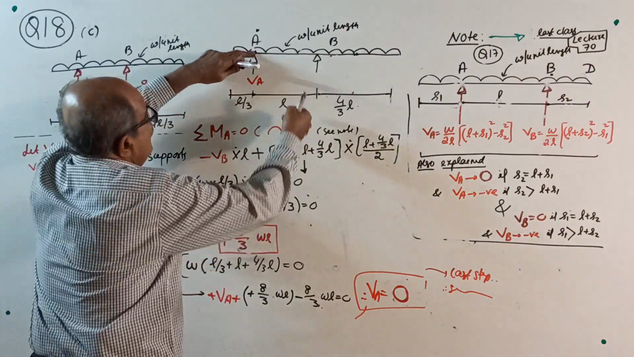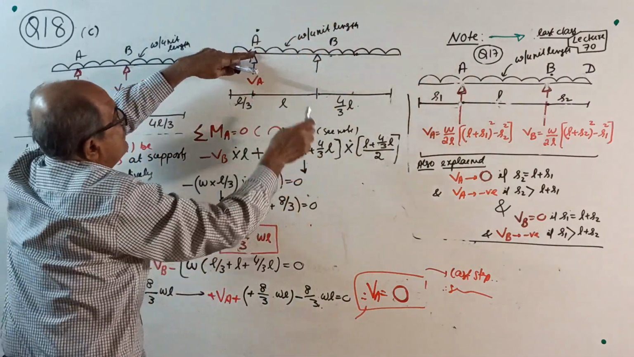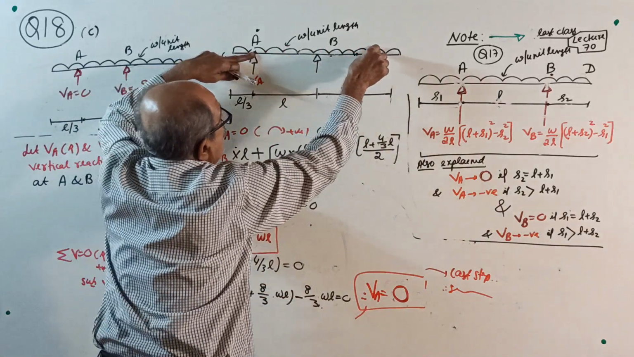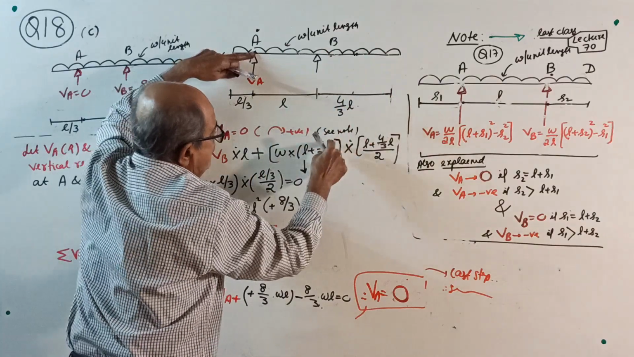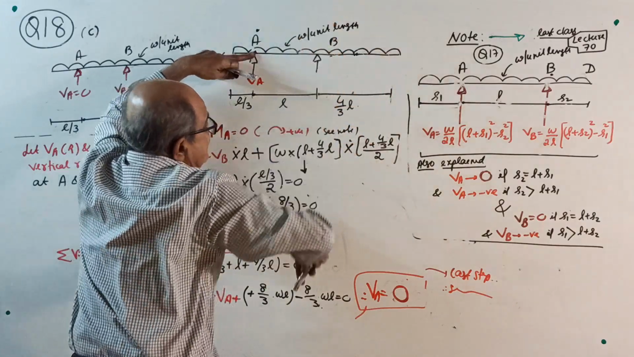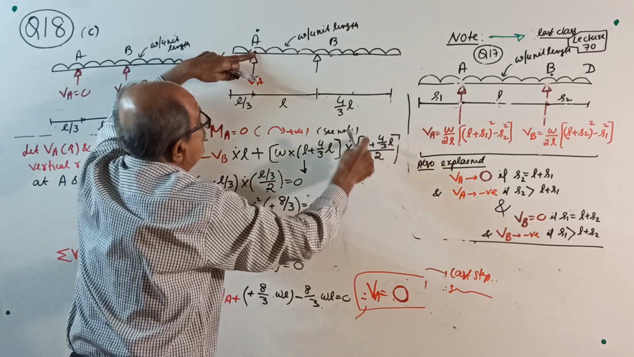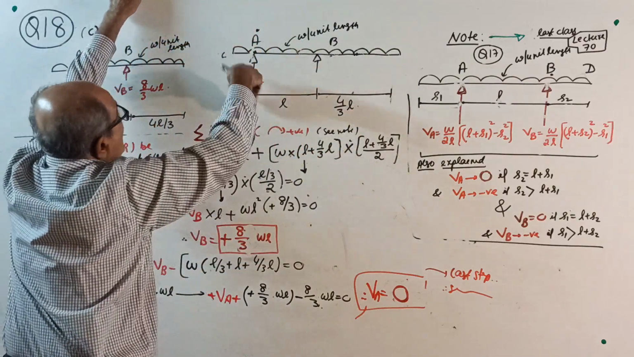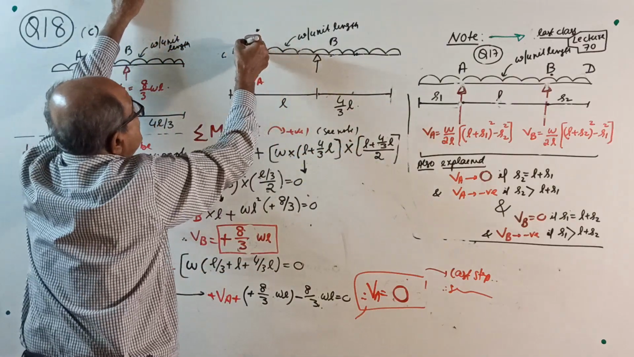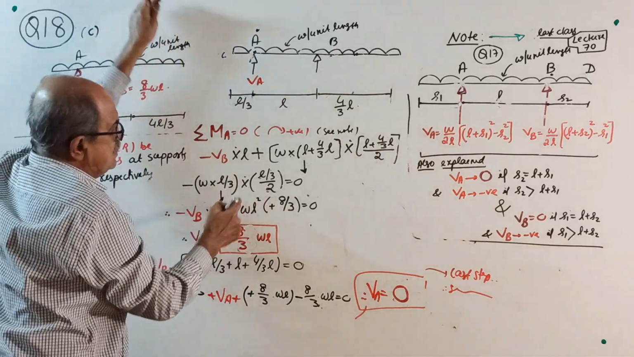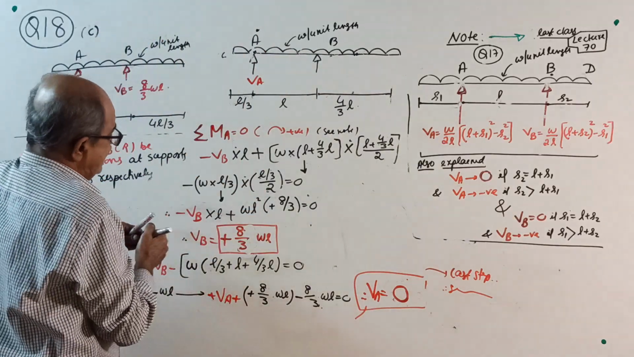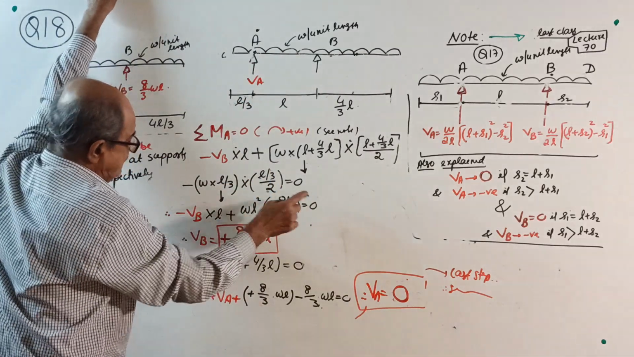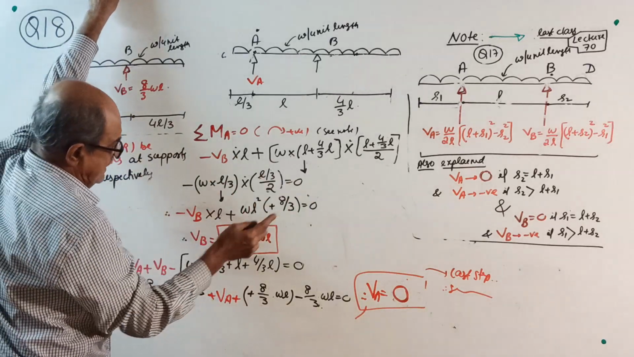Minus VB into L plus, see, I already explained, W into this total length, L plus 4 by 3L, into its center, L plus 4 by 3L by 2. That center is where the load acts, half of that one. Minus W into L by 3, the total load, into L by 3 by 2, equal to 0. You will get minus VB into L plus WL square into 8 by 3 equals 0. So minus becomes plus on that side, 8 by 3 WL.